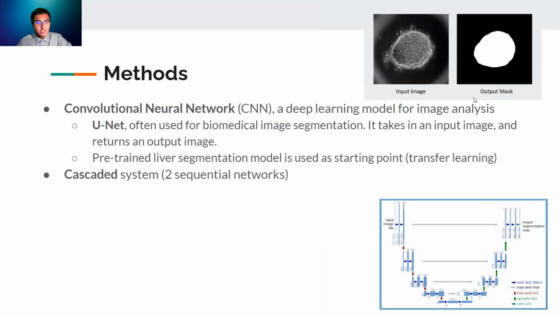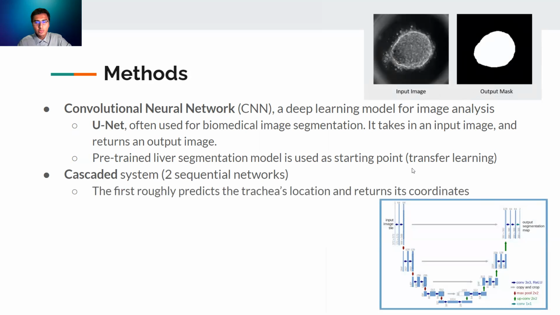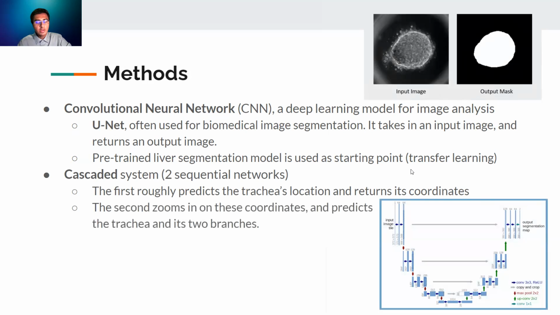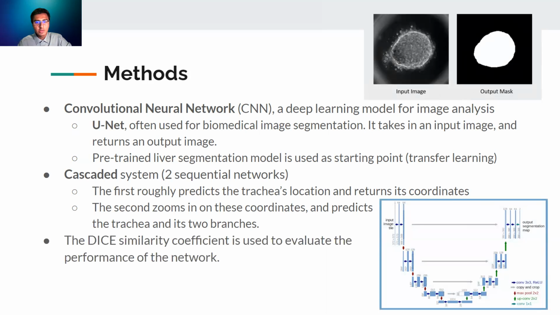A cascaded system of two sequential UNets was used. The first UNet roughly predicted the trachea's location and returned its coordinates. The second UNet could then zoom in on these coordinates to predict the trachea and its two branches. The dissimilarity coefficient was used to evaluate the performance of the network.